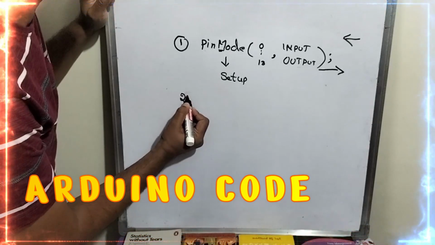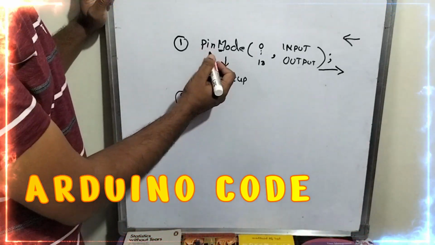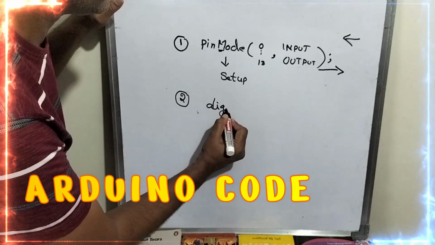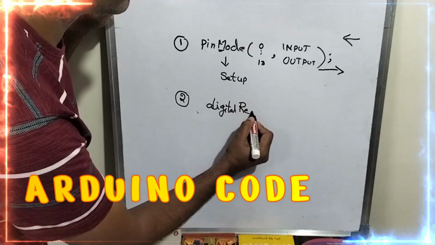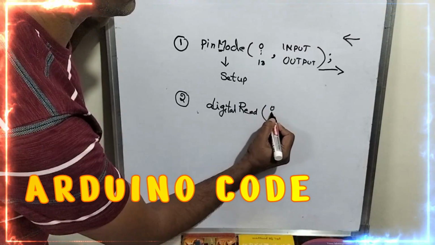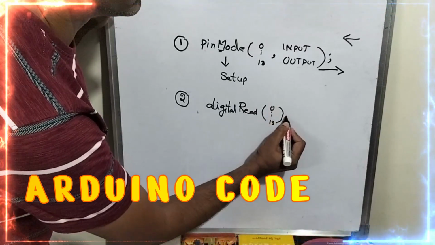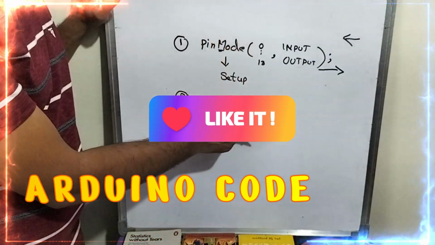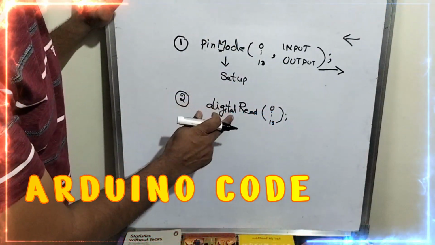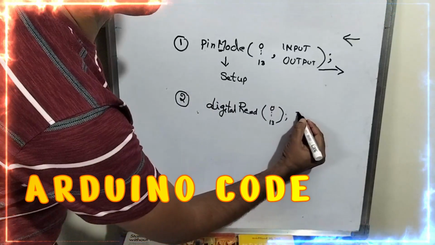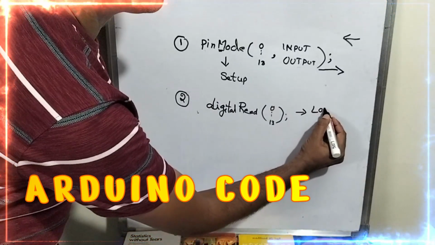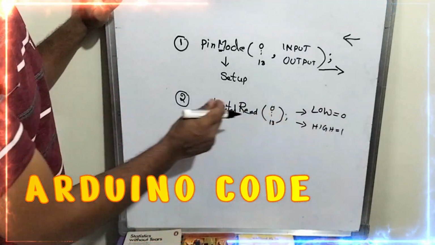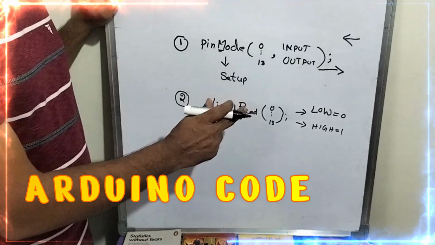The second important function: once you set the pinMode, we need to read. That is digitalRead, with a capital R. You need to specify which pin you want to read, 0 to 13. Only one, the one that you have already set. This digitalRead can give only two values, friends. Either LOW, meaning 0, or HIGH, which is 1. So the returned value will be either 0 or 1.